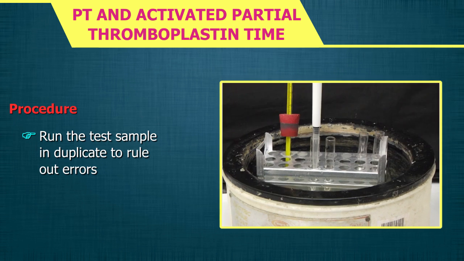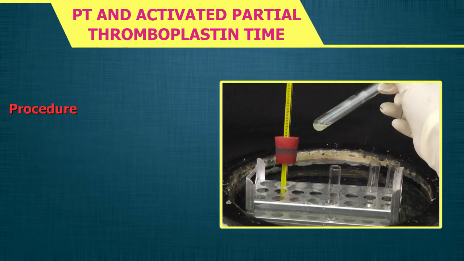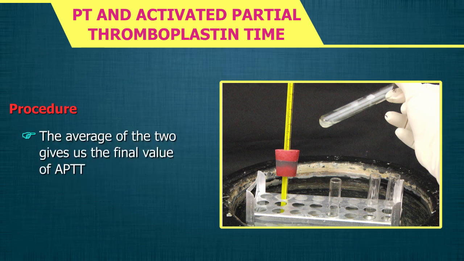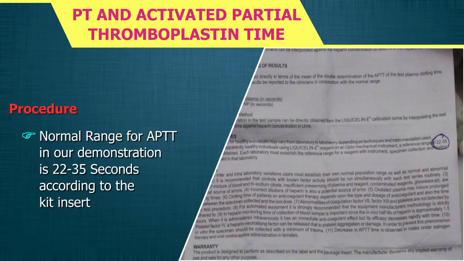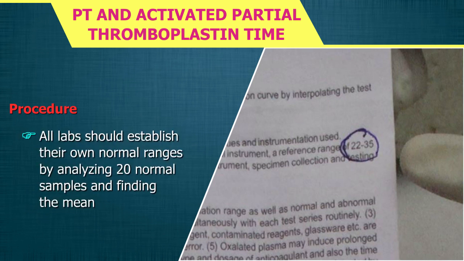9. Similarly, run the test sample in duplicate to rule out errors. The readings are 39 seconds for tube 1 and 41 seconds for tube 2. The average of the two gives us the final value of APTT. The normal range for APTT in our demonstration is 22 to 35 seconds according to the kit insert. However, all labs should establish their own normal ranges by analyzing 20 normal samples and finding the mean.